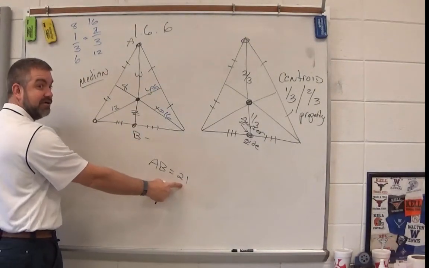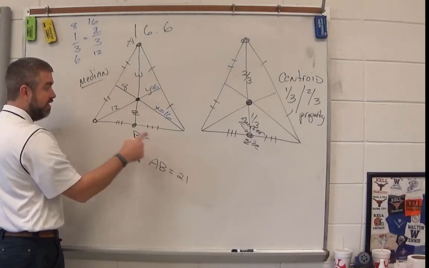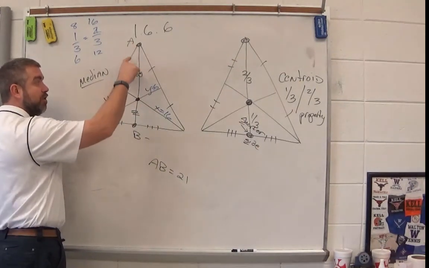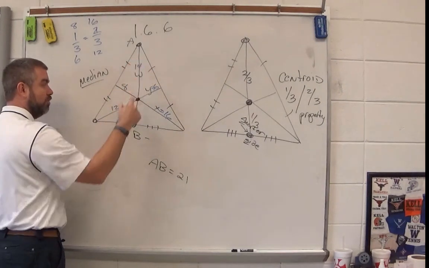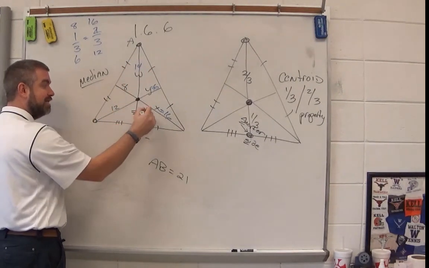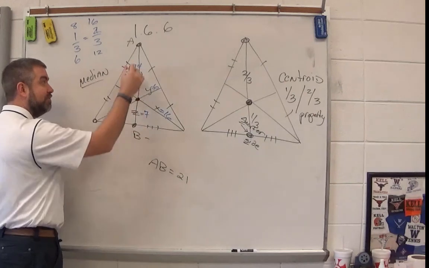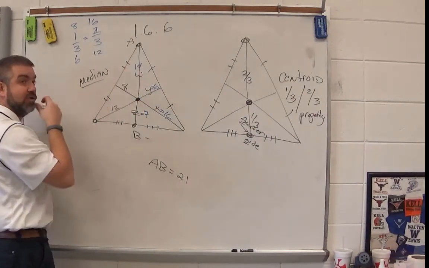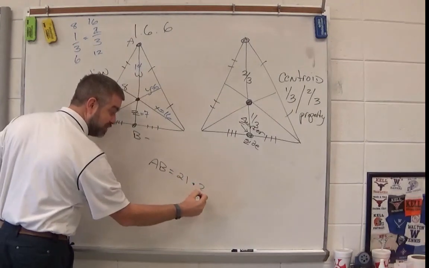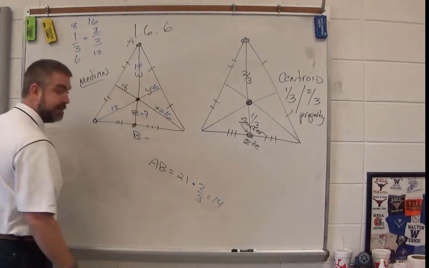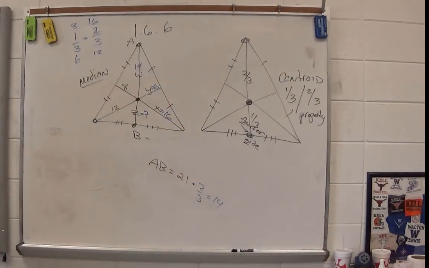If the entire distance is 21, from here to here, what would the long one be? 14. What would the short one have to be? How'd you get that? Well, you halved it. But how'd you get the 14 of the 21? 2/3 times 21 equals 14. It's called the 1/3, 2/3 property.